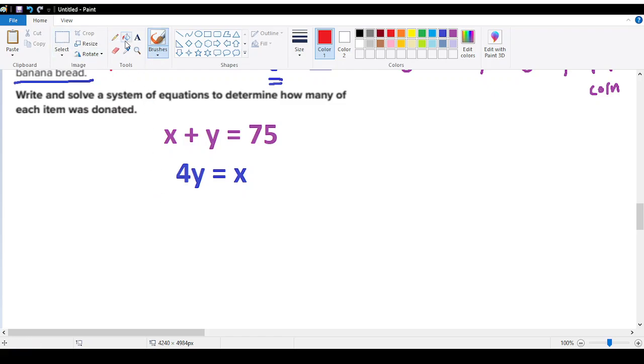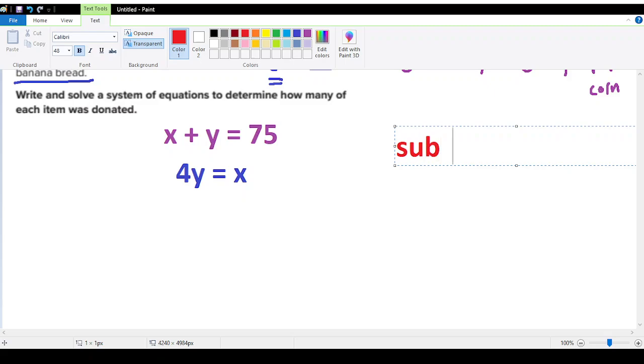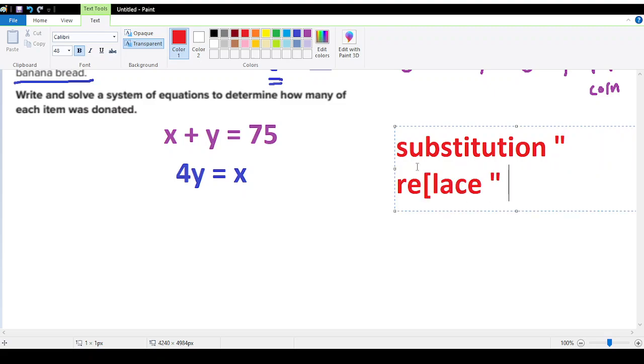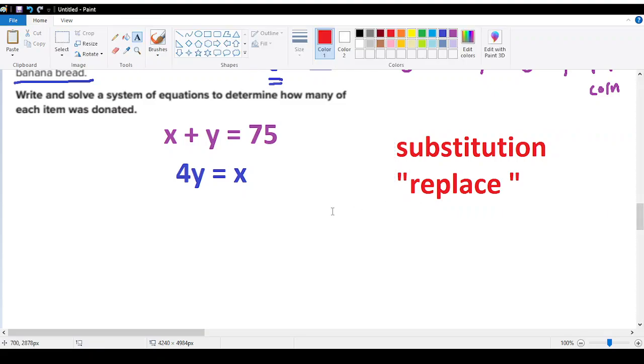And there is another method I have not taught you. You took it alone with the teacher, which is substitution. What does substitution mean? Substitution means replace. Exactly what you are doing, you are replacing. So he told you that each x is going to be replaced with what? Each x is going to be replaced with the loaves of banana bread.